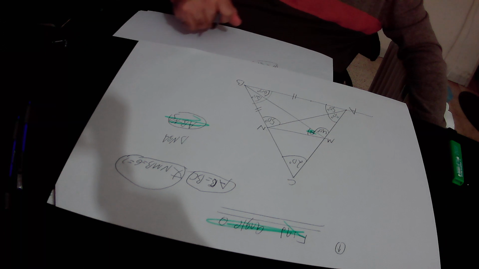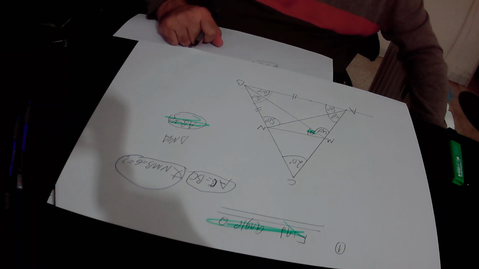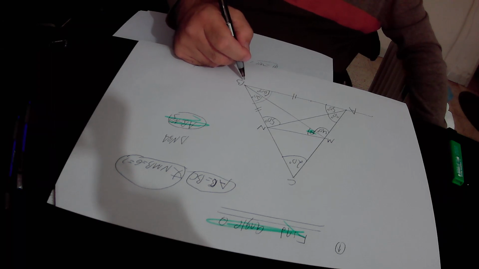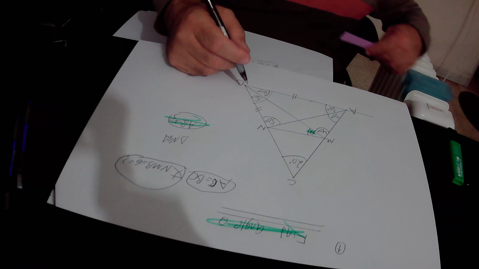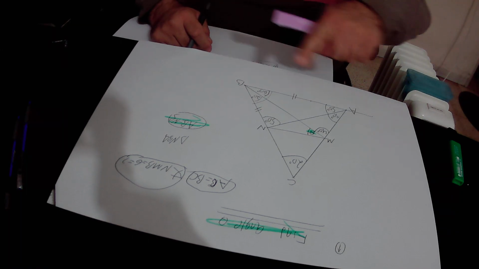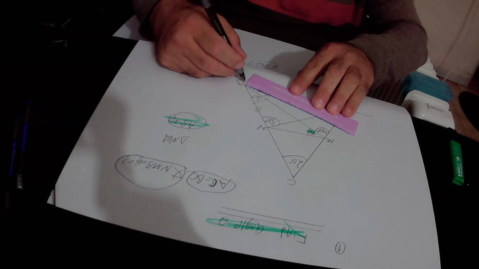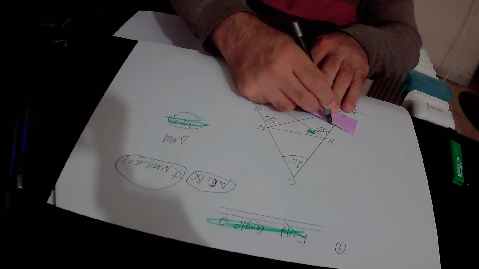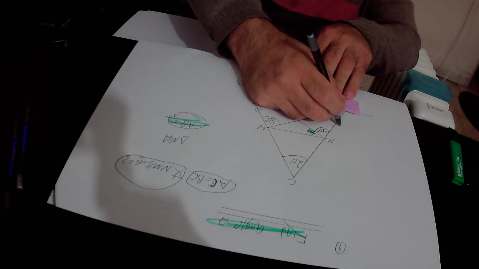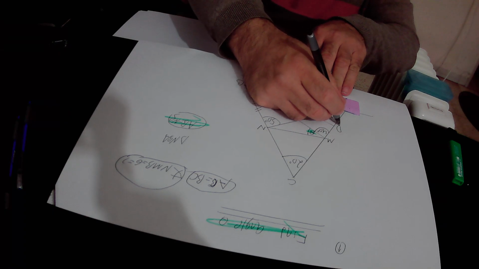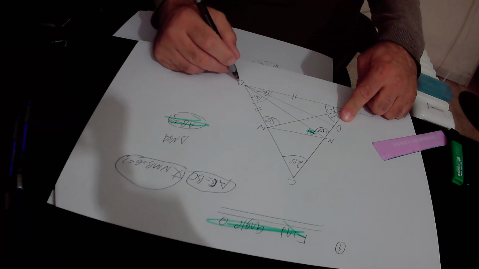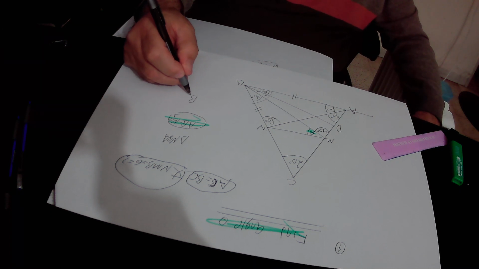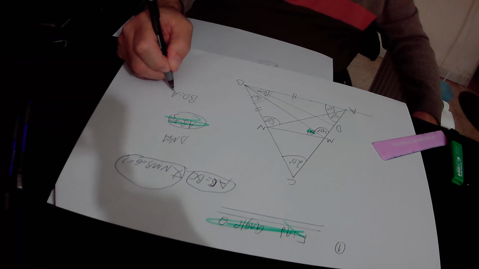In the next step, from point B, we draw line segment BD in such a way that BD will be equal to BA. Line segment BD is constructed in such a way that BD equals AB. Again, BD equals AB according to our construction.